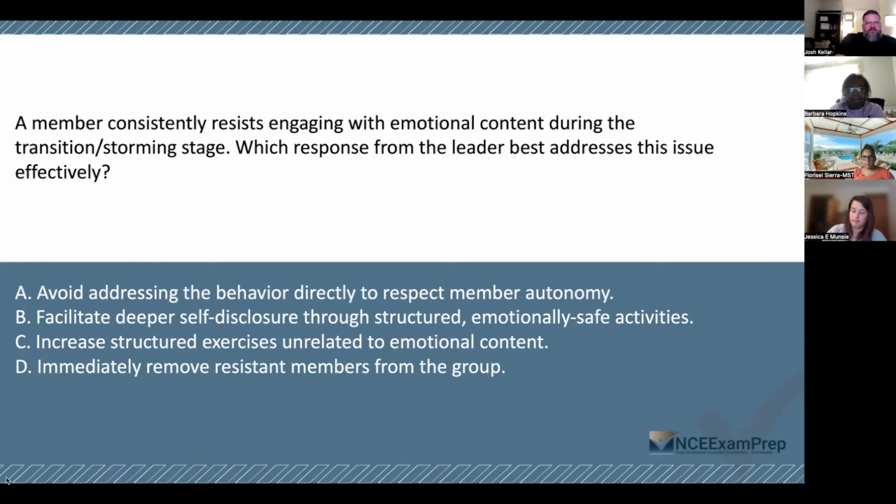Okay, a member consistently resists engaging with emotional content during the transition/storming stage. Which response from the leader best addresses this issue effectively? Avoid addressing the behavior directly to respect member autonomy. Facilitate deeper self-disclosure through structured, emotionally safe activities. Increase structured exercises unrelated to emotional content. Or immediately remove resistant members from the group. B.